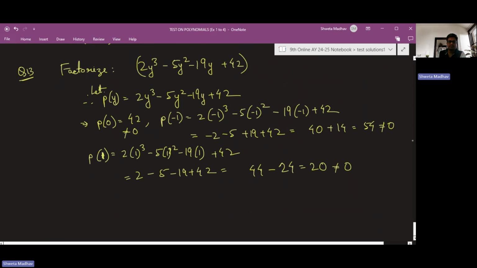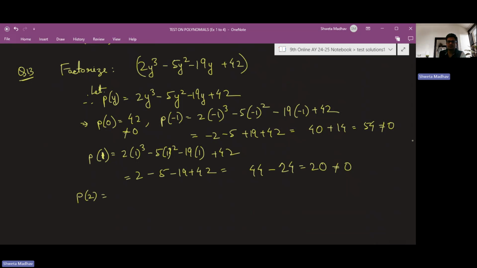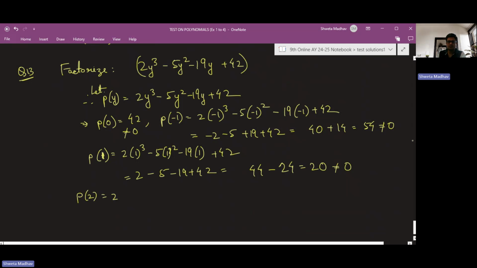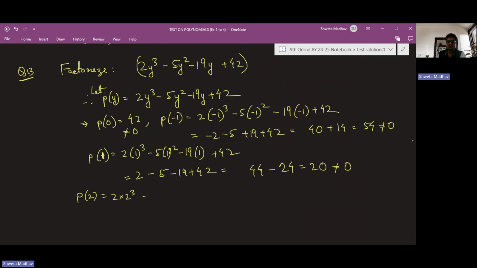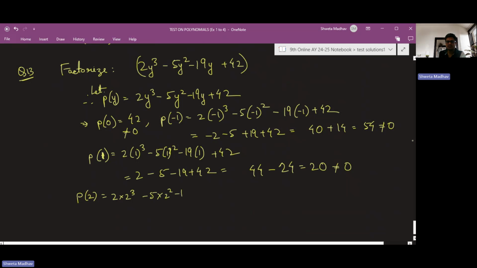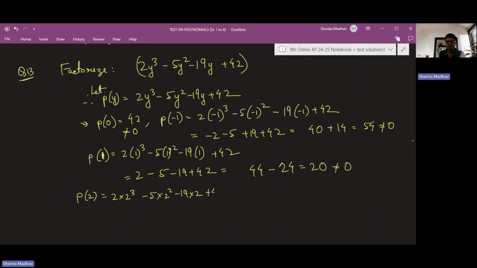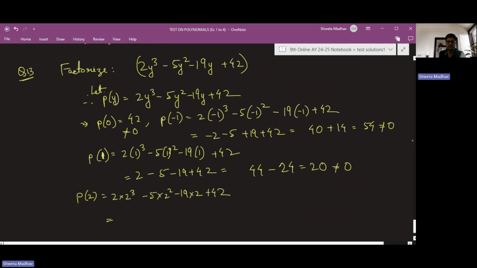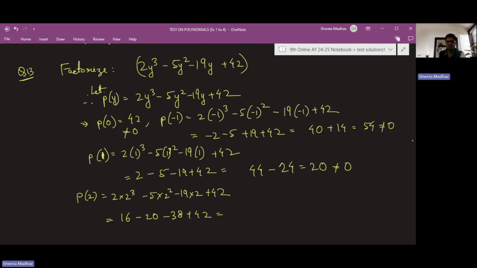Now if we take P of 2, in place of y we will put 2. So 2 into 2 cube minus 5 into 2 square minus 19 into 2 plus 42. So then we will get 2 eights is 16 minus 5 fours is 20 minus 19 twos is 38 plus 42. So this will be 42 plus 16, that is 58 minus 20 plus 38, that is 58. So 58 minus 58 will be equal to 0.